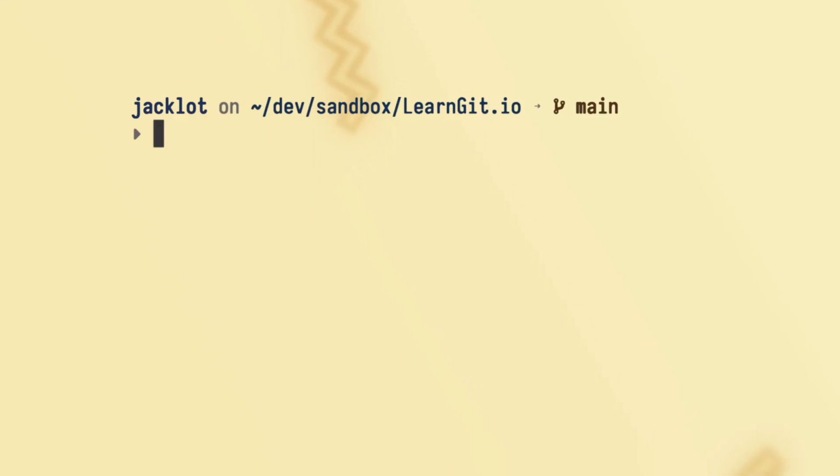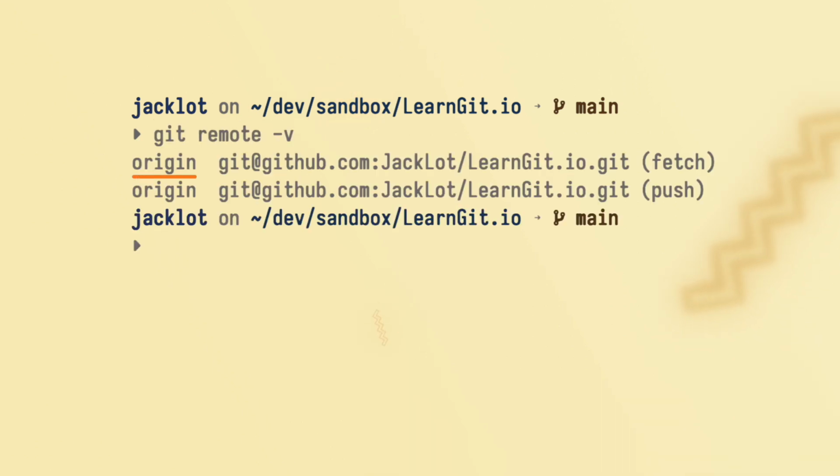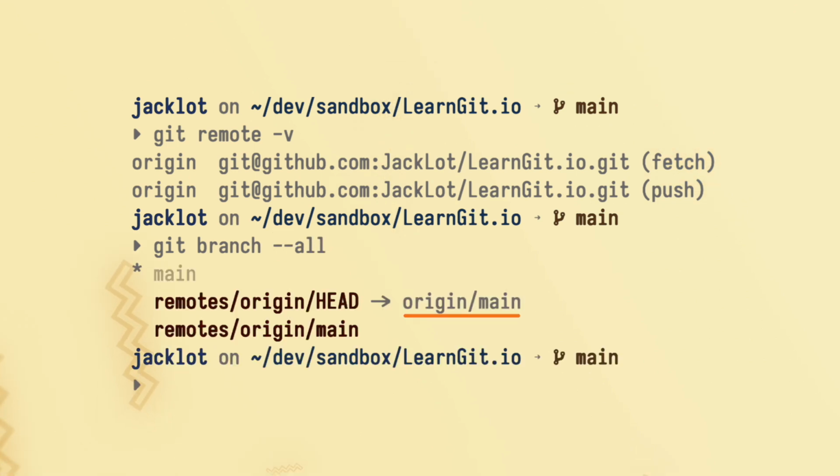And if you ever wanted to see these pointers for yourself, try running git remote -v or git branch --all. Here you'll find a list of all these remote references.